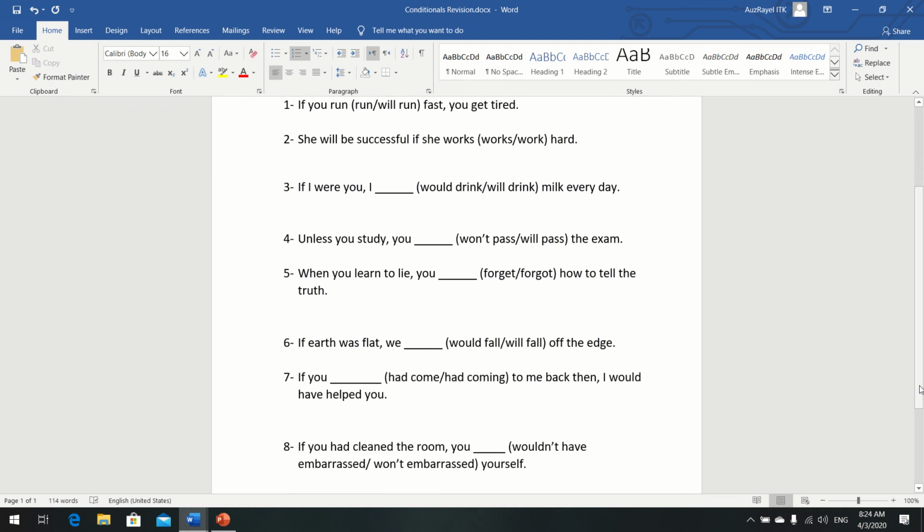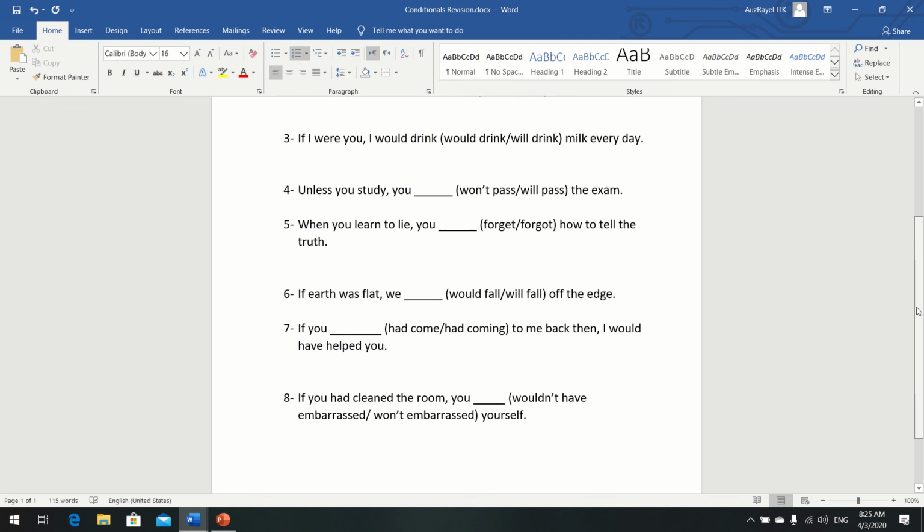The third sentence says, if I were you, I would drink milk every day. Why did we choose would drink? Because of the phrase if I were you. Here we have were, which is verb 2, and the only conditional that has verb 2 in the if clause is the conditional type 2. So if I were you, I would drink.